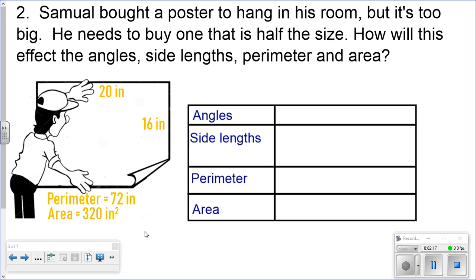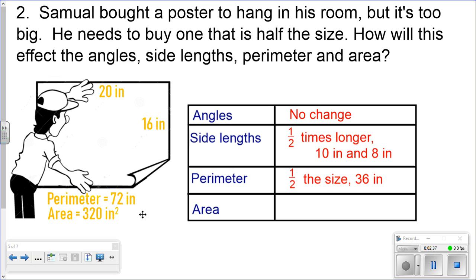Samuel bought a poster to hang in his room, but it's too big. He needs to buy one that's half the size. How will this affect the angles, side lengths, perimeter, and area? Again, the angles stay exactly the same. The side lengths are half the size, so this was 20, now it'll be 10. This was 16, now it'll be 8.